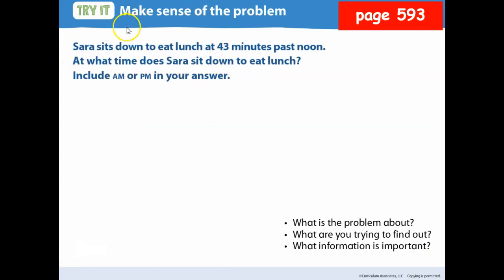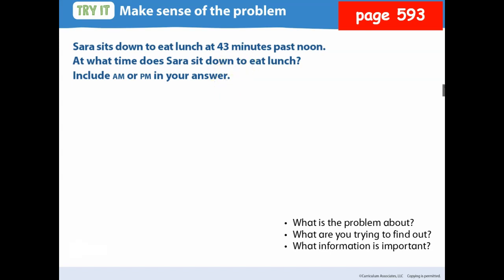Okay. It says make sense of the problem. Sarah sits down to eat lunch at 43 minutes past noon. At what time does Sarah sit down to eat lunch? Include a.m. or p.m. in your answer. So if it's past noon, is it a.m. or p.m.? Noon time would be lunchtime when we head out to go to lunch. That's noon. After that, everything's p.m. So it would be p.m. in my answer.